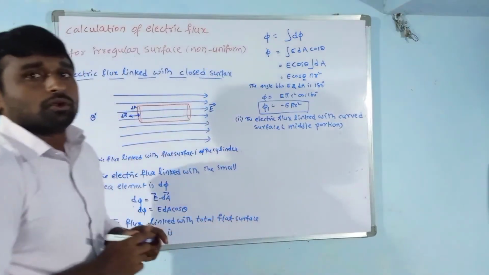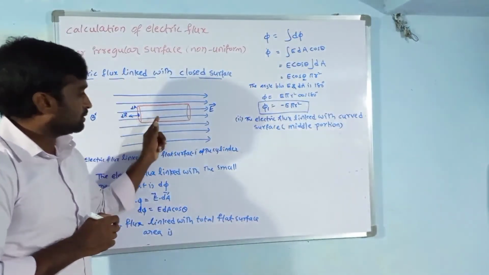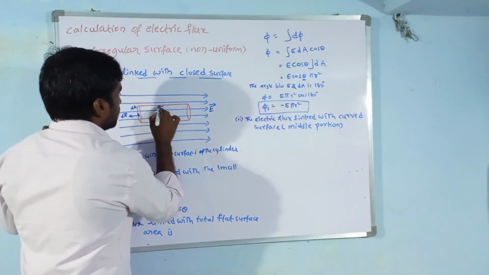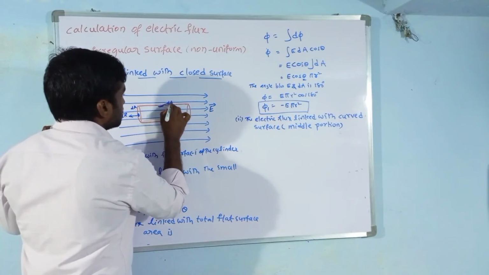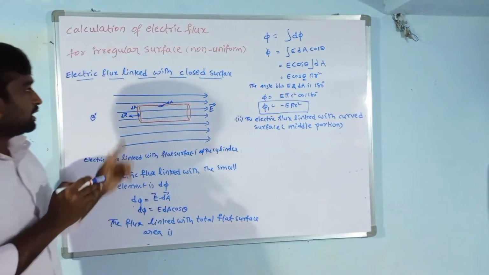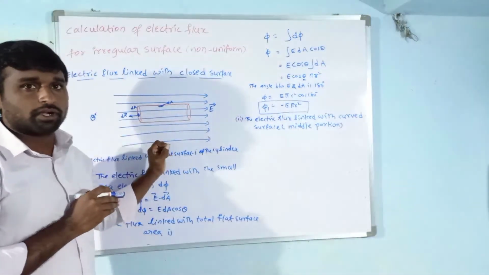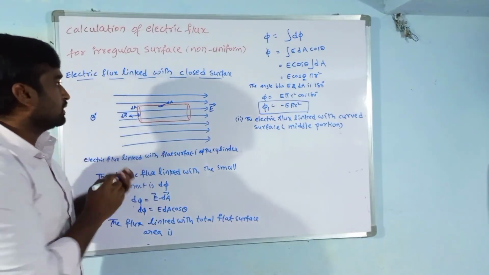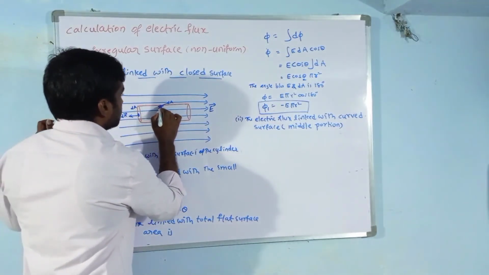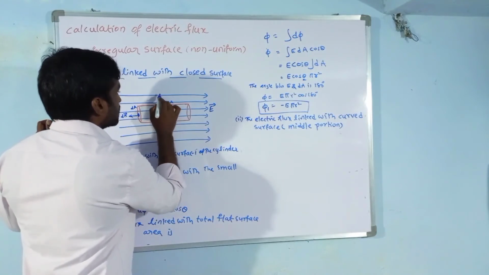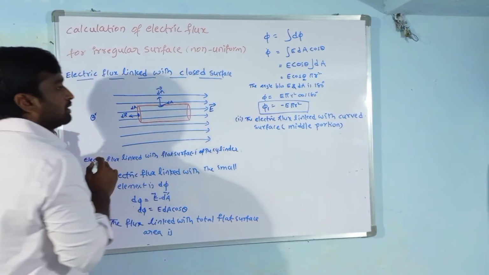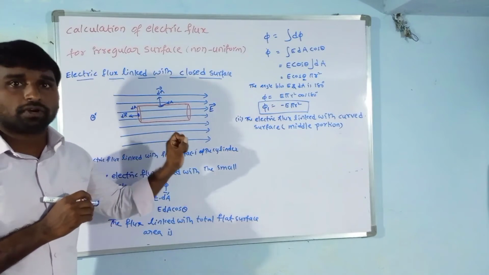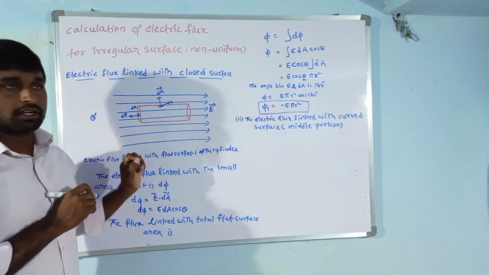Now, in order to find the electric flux linked with the middle portion, I am considering a small area element. This is a small area element. What is the area of this? That is dA. Now when I take the area element, area is a vector quantity. What is its direction? Its direction is normally outwards. This is the perpendicular normal line, outwards. This is the direction of the area vector. Always the direction of the area vector is perpendicular and outwards from the surface.